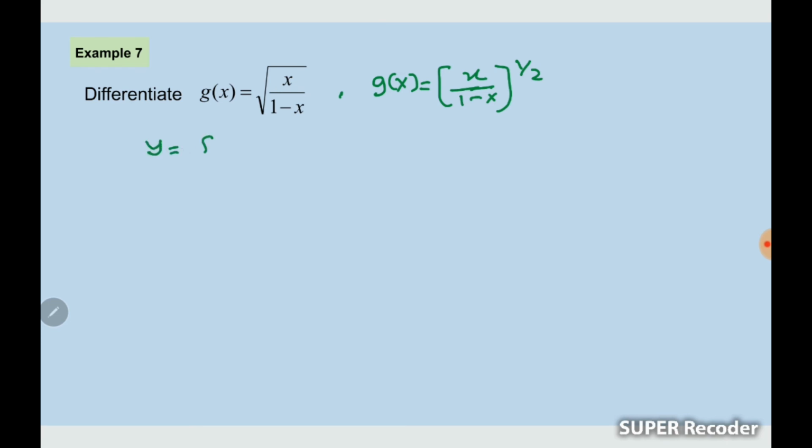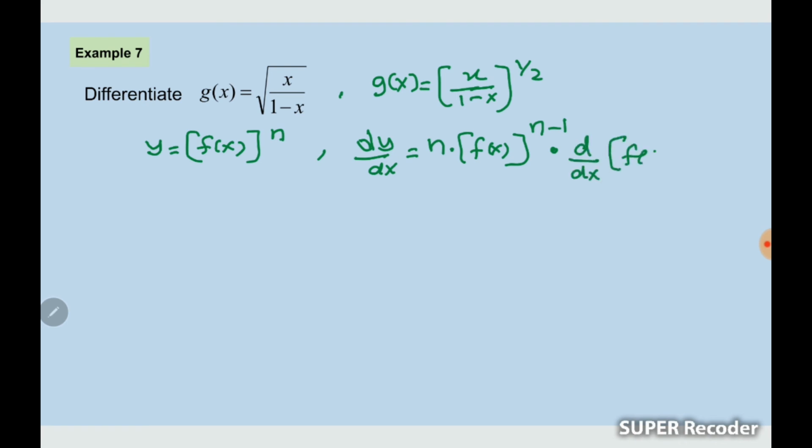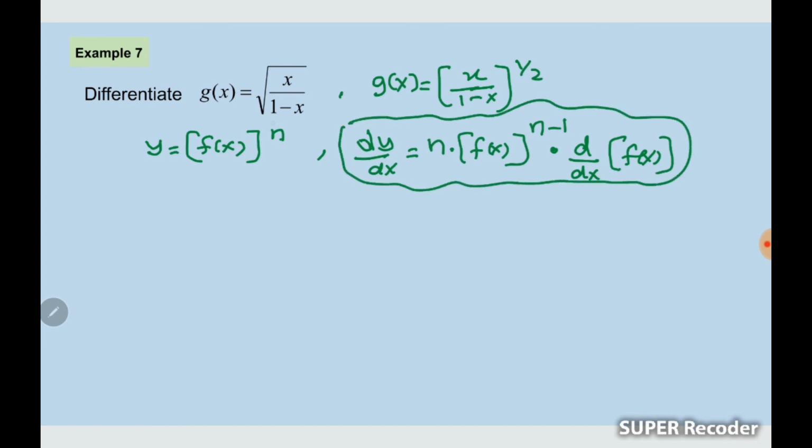When y equals to f(x), f(x) is any function in terms of x, and we have power n, so dy/dx is equal to, you have to bring n in front and multiply with f(x) to the power of n minus 1. Then you haven't finished yet, you have to multiply by d/dx of f(x). Okay, this is the power rule, if given y equals to f(x) to the power of n.